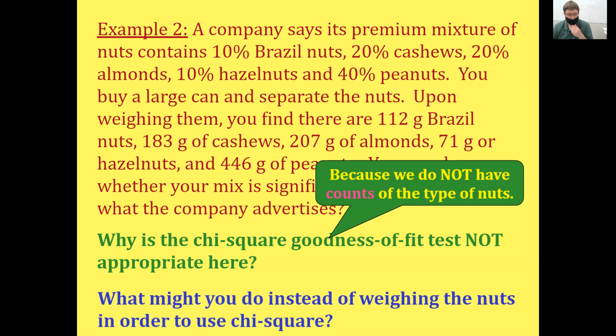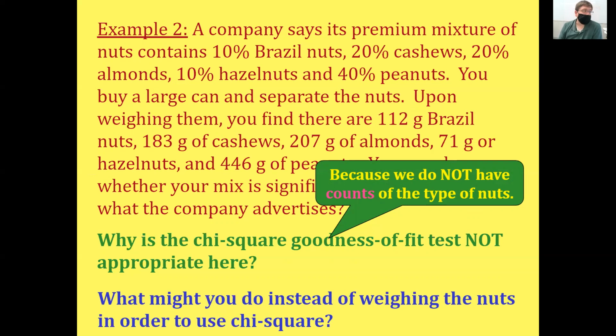So I wanted to give you guys this example so you can see not everything broken into categories is chi-squareable, if that's a phrase. It needs to be specific counts of something that you can then compare to expected values of something. This is categorical data.